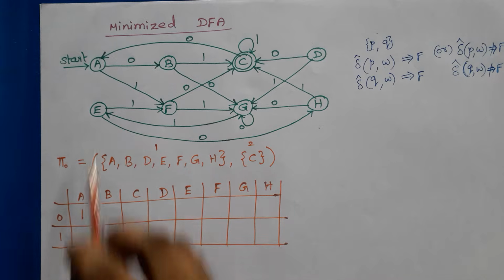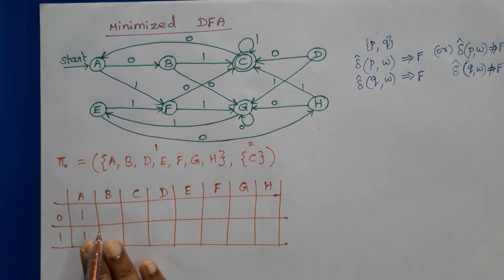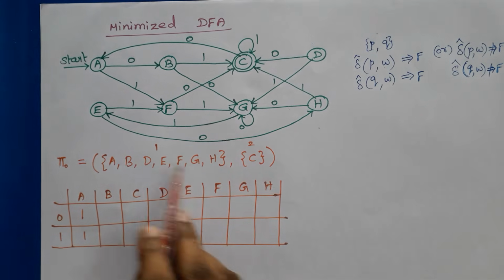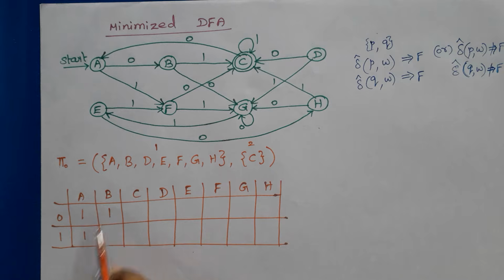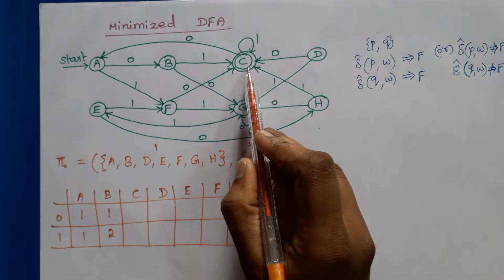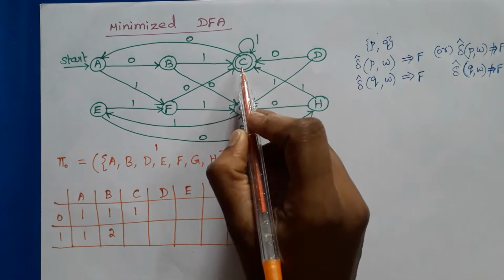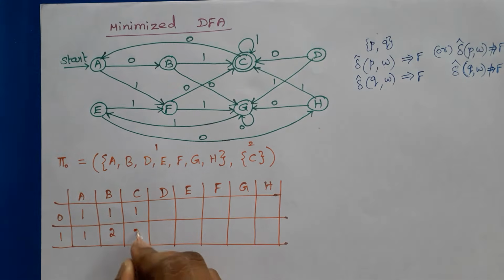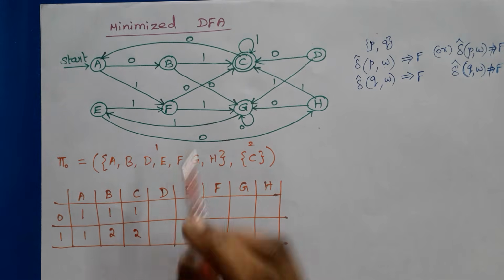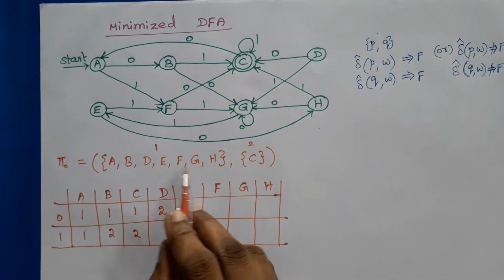Then on input symbol 1, A goes to F. What is the group number of F? 1. Similarly, we have to find it for all the states. From state B, 0 goes to G. G means group number 1. On input symbol 1, B goes to C. C means group number 2. On input 0, C goes to A, group number 1. On input symbol 1, C goes to C, so group number 2. Then from D, 0 goes to C, 2. 1 goes to G, 1.